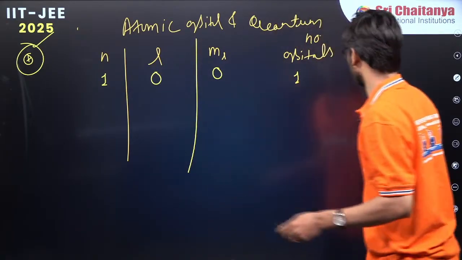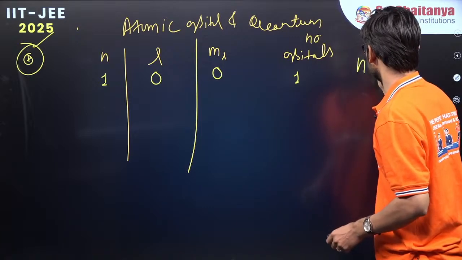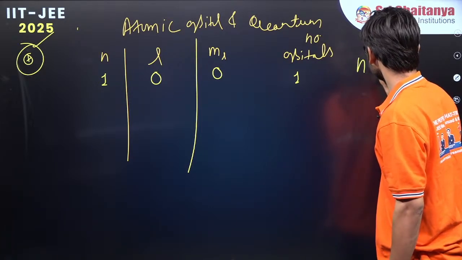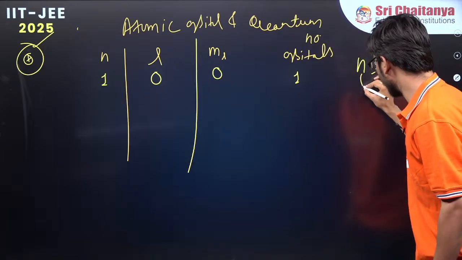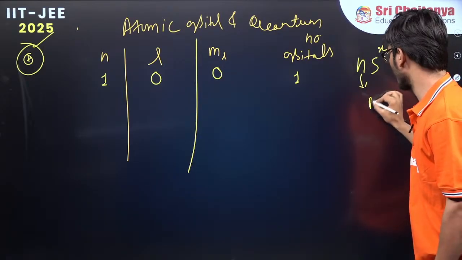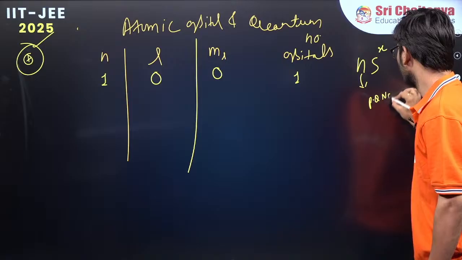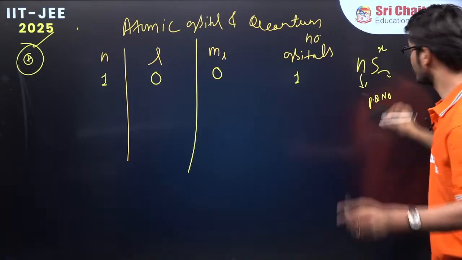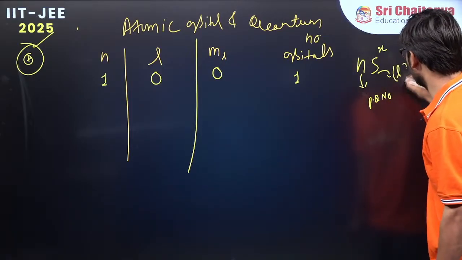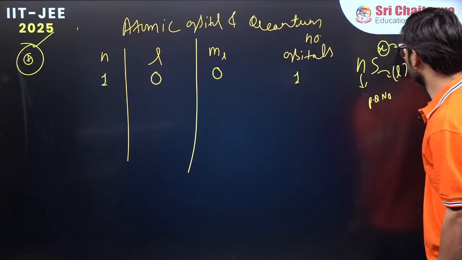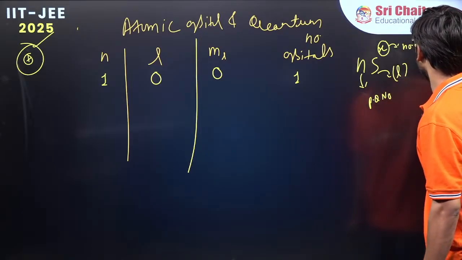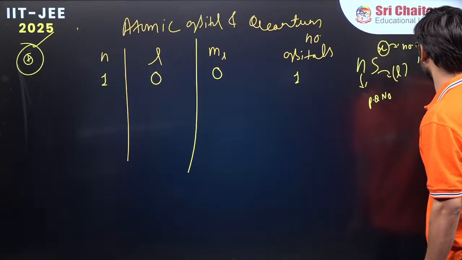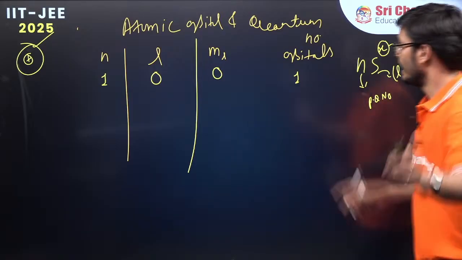Let me put it here. The representation of orbitals is like this: N, S, and let us say some number x. What is this N? N represents the principal quantum number. S represents the azimuthal quantum number. X represents the number of electrons in the orbital. Okay, now let us come to this.